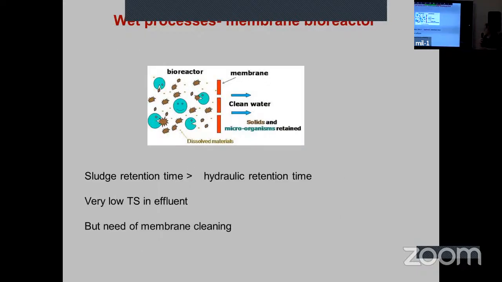You can also use membrane reactors, which will let only the water go through the membrane. So in this case, the bacteria are retained in the reactor, and the sludge retention time is much higher than the hydraulic retention time. In this case, you will have very low total solid concentration in the outlet of your process, but the drawback is the need for cleaning of the membrane.